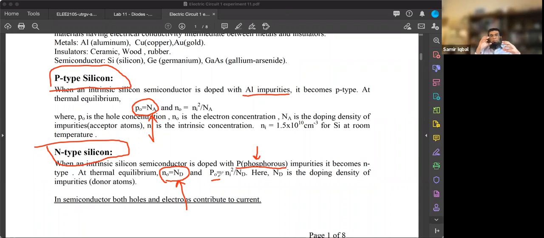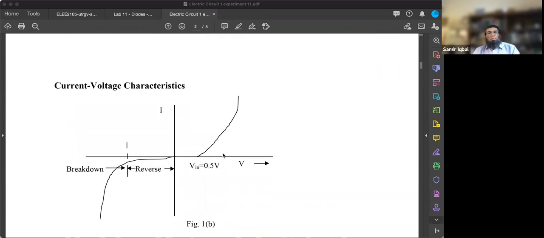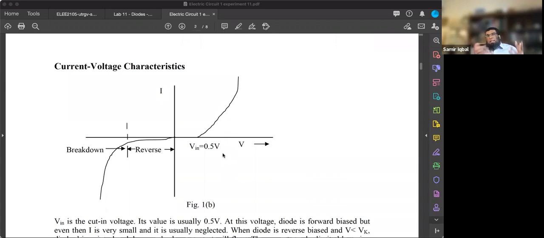So the idea is we have a material which is P-type, which has many more holes, and a material which is N-type, which has many more electrons. We bring them together, and that forms what we call a PN junction or a diode. In these devices, both holes and electrons contribute to the conductivity of a diode. Now, we said that in forward bias it conducts, and in reverse bias it does not conduct. This is how it would look graphically if you put it like this.